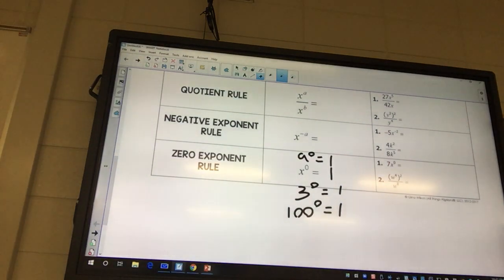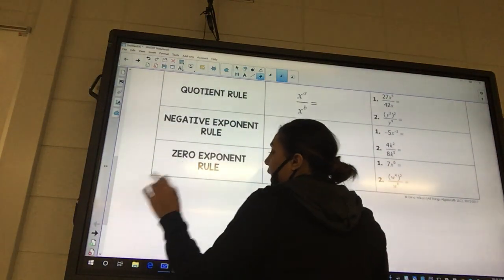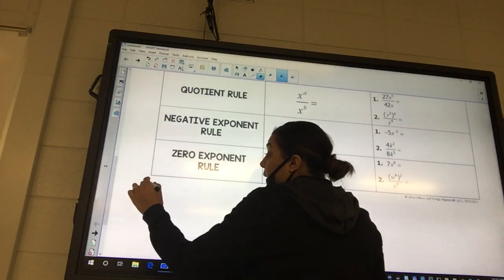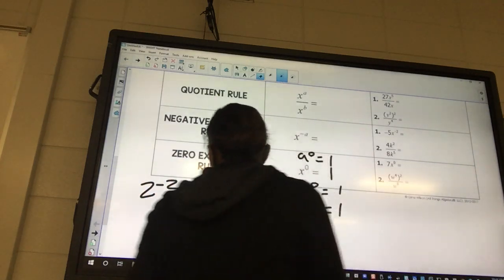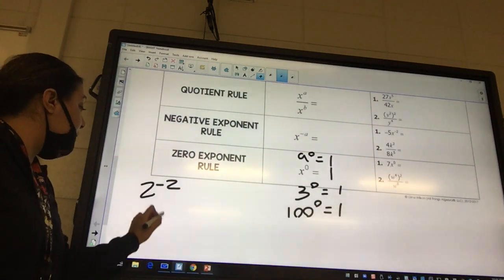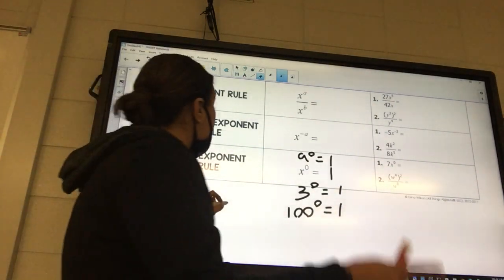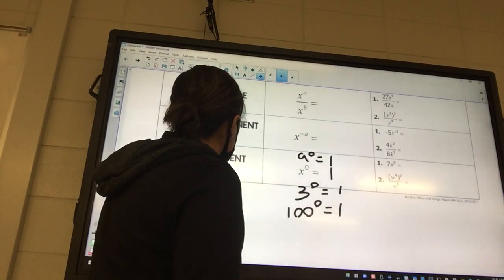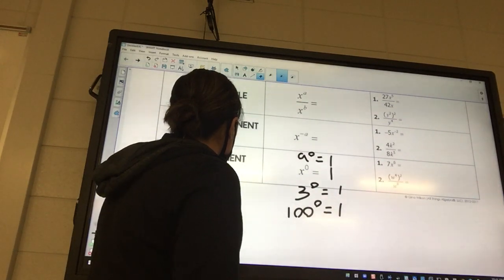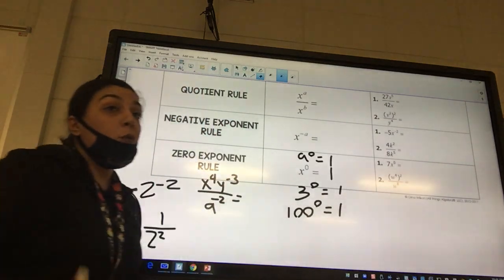So, let's look at it here. I'm gonna do it over here because Mr. Kemper can't see. If I have something like 2 to the negative 2, which you guys are familiar with, that should be 1 over 2 to the 2. But on the flip side, if I have x to the 4, y to the negative 3, and a to the negative 2, we move them around.